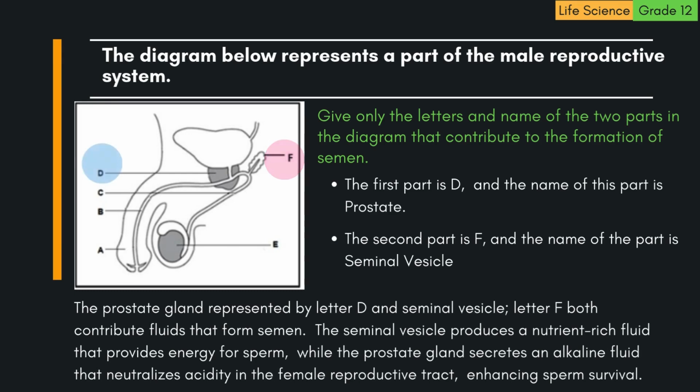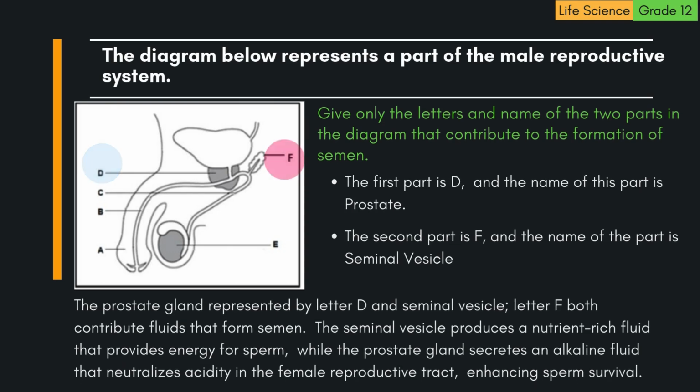The prostate gland, represented by letter D, and seminal vesicle, letter F, both contribute fluids that form semen. The seminal vesicle produces a nutrient-rich fluid that provides energy for sperm, while the prostate gland secretes an alkaline fluid that neutralizes acidity in the female reproductive tract, enhancing sperm survival.